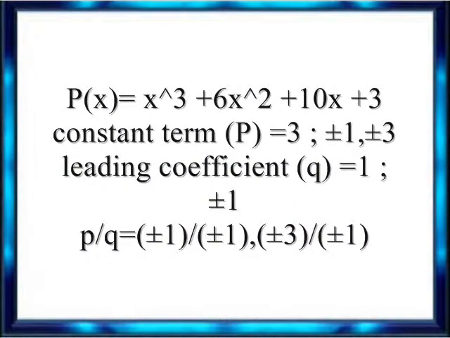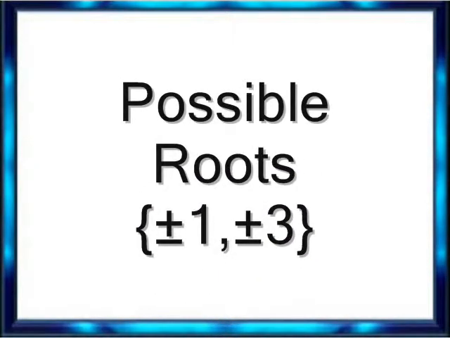For getting the roots, P of x equals x cubed plus 6x squared plus 10x plus 3, wherein the constant term is p equals 3. Its factors are positive or negative 1 and positive or negative 3. The next step is to get the leading coefficient q equals 1. Its factor is positive or negative 1. P over q is equal to positive or negative 1 and positive or negative 3 over positive or negative 1. Therefore, the possible roots are positive or negative 1 and positive or negative 3.